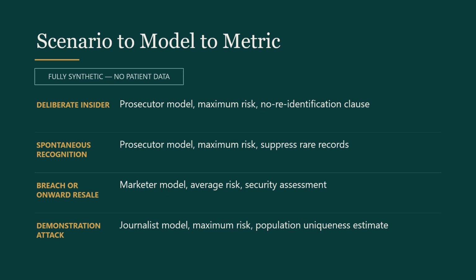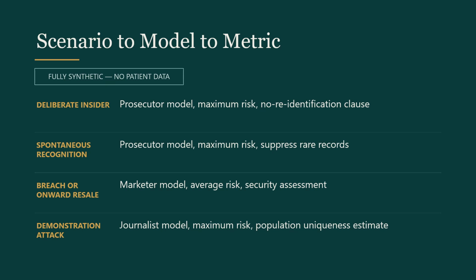Row 2, spontaneous recognition. Also prosecutor, because the recognizer knows the person and knows they were treated there, and also maximum risk, because it only takes one recognizable record. But the control is different. No clause stops the human eye, so the control is data side. Suppress or generalize the records that are recognizable on site, which in Springfield means the 94-year-old.